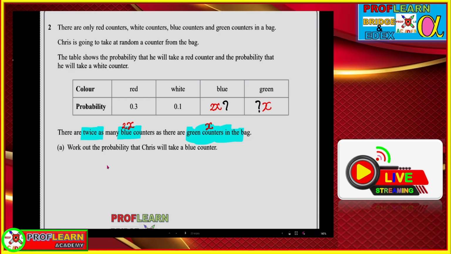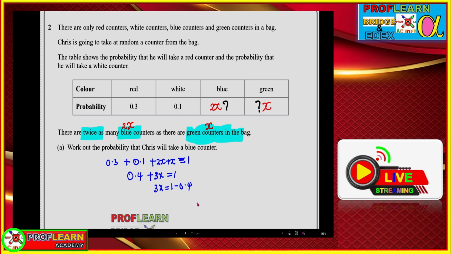So this is going to be 0.3 plus 0.1 plus 2X plus X, and this should add up to a total of 1. So this is going to be 0.4 plus 3X equals 1. If we take 0.4 to the other side, we shall remain with 3X equals 1 minus 0.4.